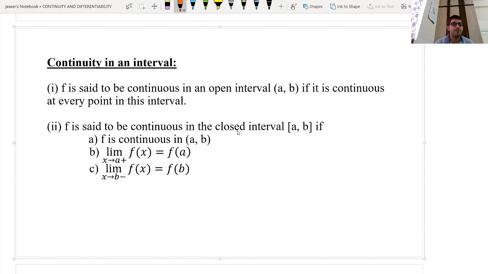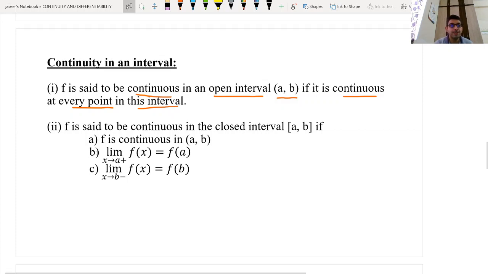Now, if you are considering continuity in an interval, continuous in an open interval (a, b), it should be continuous at every point in the interval. Then we say that the function is said to be continuous in an open interval (a, b), if it is continuous at every point in the interval.